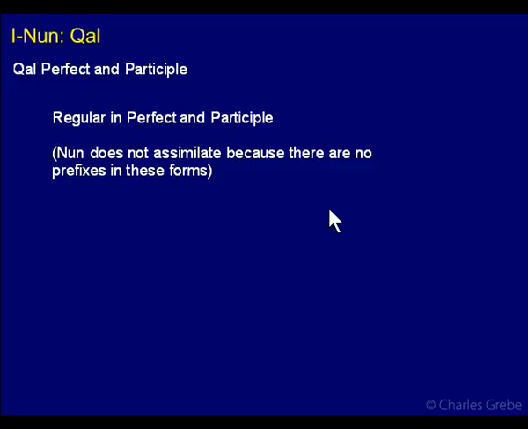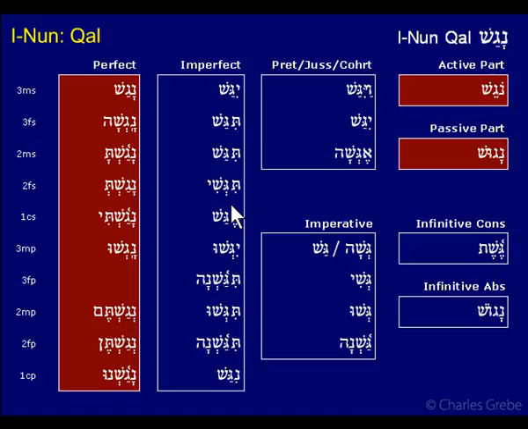So, in the perfect and the participle, they are completely regular. Nun does not assimilate because there are no prefixes in these forms. And really, what's happening is the prefix is taking away the intermediate vowel. Prefixes take away the intermediate vowel, and so you get assimilation. There's no prefixes here, so the intermediate vowel is there, and so you don't have assimilation, and it's just like the strong verb.